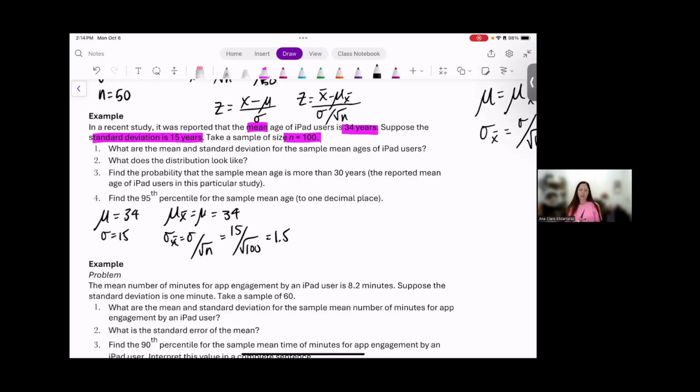What does the distribution look like? Well, what we know based on the central limit theorem is that as the sample size gets larger and larger, the sampling distribution becomes more and more normally distributed. What number is large enough? Safely, we like to say 30. It's about when n equals 30 that the sampling distribution starts to look and feel normal. And so because n is 100, we're going to say this distribution looks approximately normal.